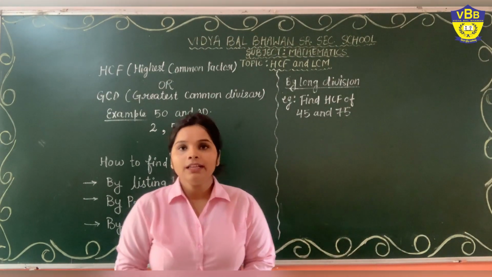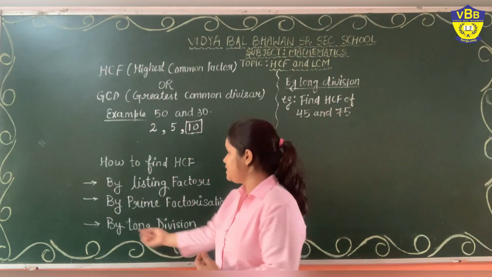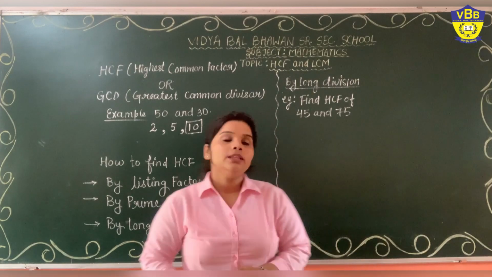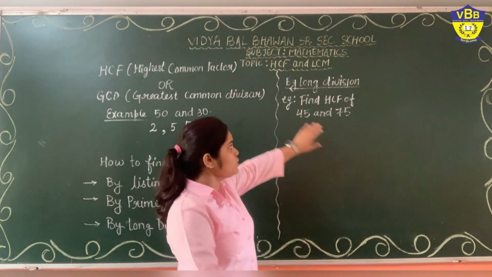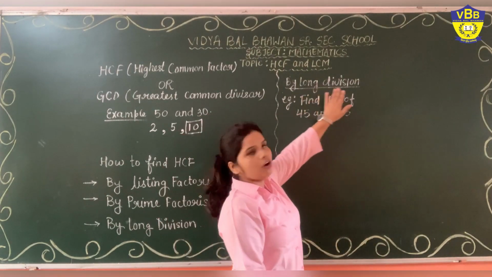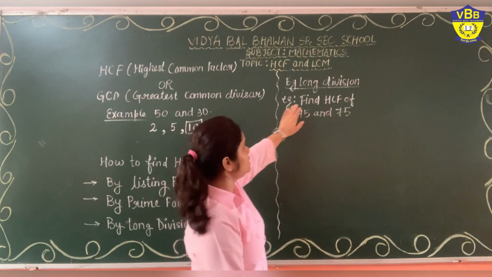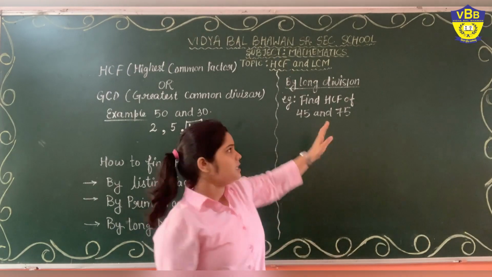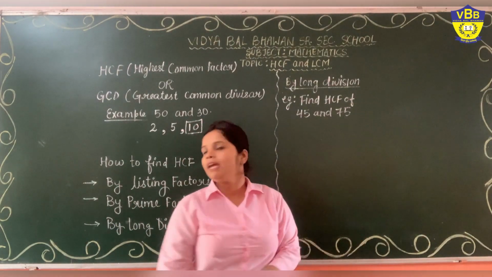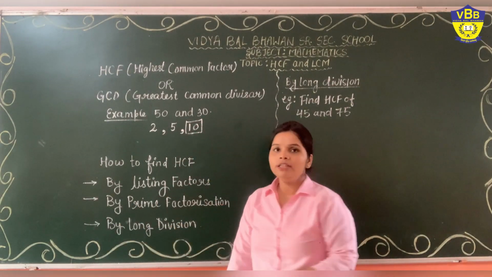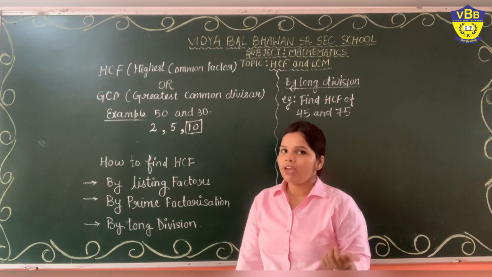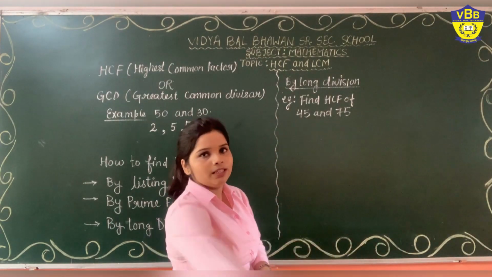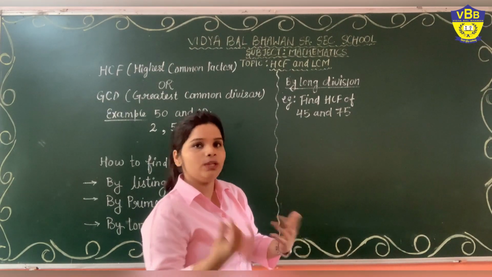Now, the third and last method to find HCF is by long division method. So, the same example we will solve by long division method now. The question is find the HCF of 45 and 75. This example has already been solved by the first two methods and we got the HCF as 15. Now we will do it by the third method and let's see what HCF will come.